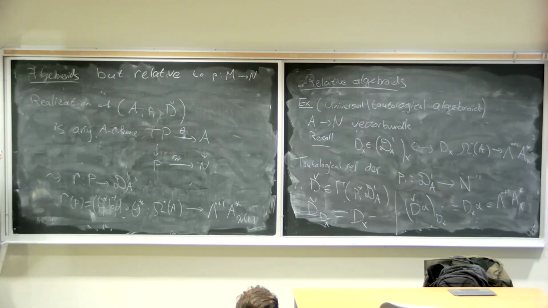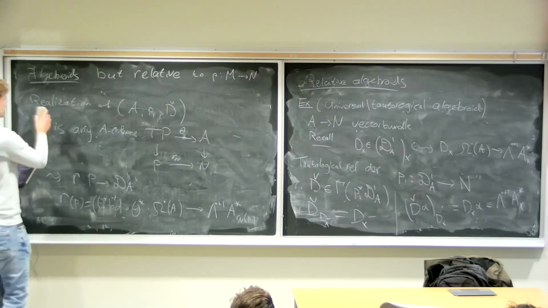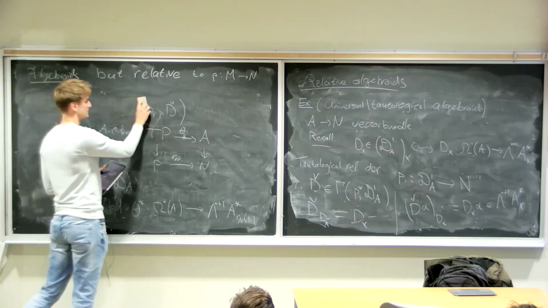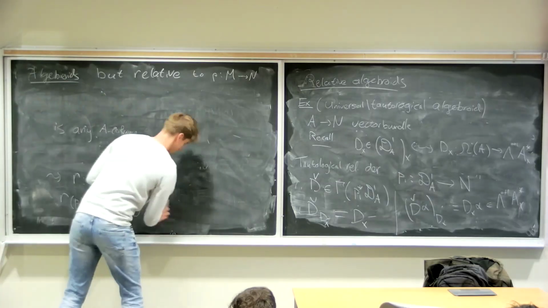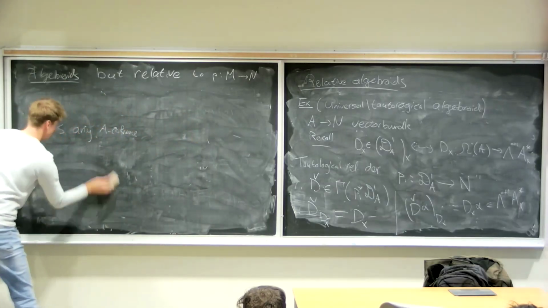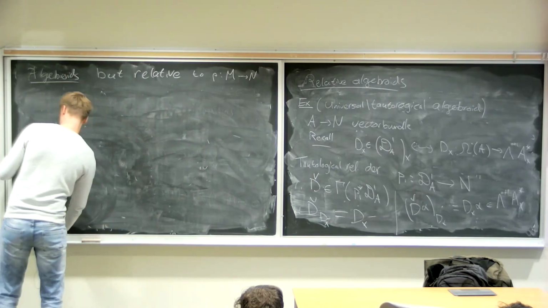Okay, but basically you introduced all of the main material that you wanted to talk about for today, right? So you've introduced these relative algebroids, and then you have this tautological one associated to any vector bundle. Yeah, so why that's universal?